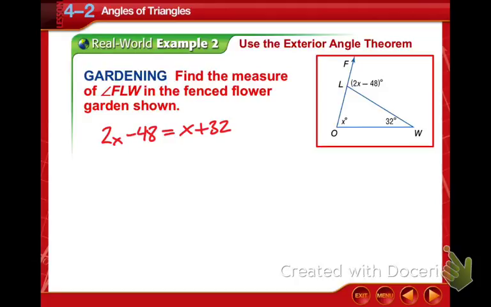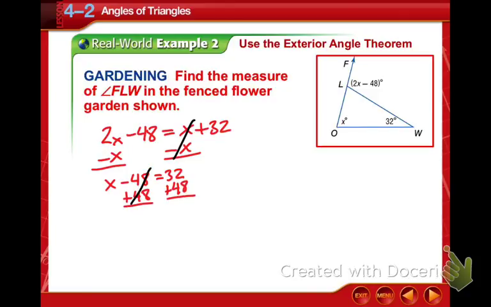So first thing we're going to do is subtract an x from both sides. So 2x minus 1x is just x minus 48 equal to 32. And now we just need to add 48 to both sides to get what x is. So x comes out to be 80. So now we need to plug it back in.